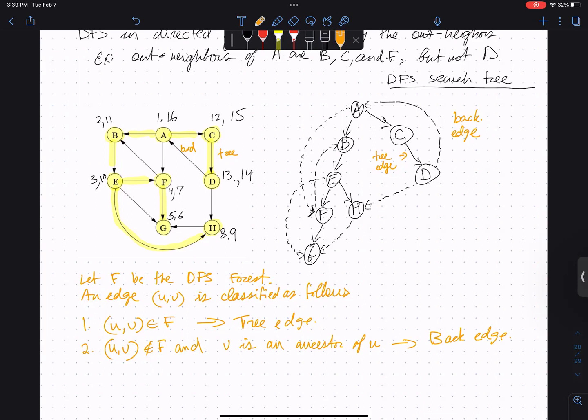So here, for example, DA, this would be U, and this would be V. Right? When we're applying the definition, we would think of U as being D and V as being A. So that would say, okay, DA is not in the forest, and A is an ancestor of D, which if you look at the forest, that's the case.